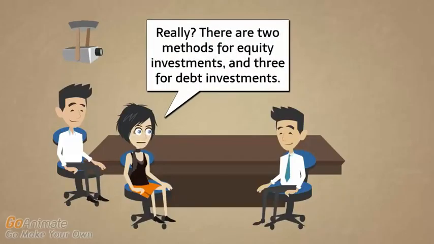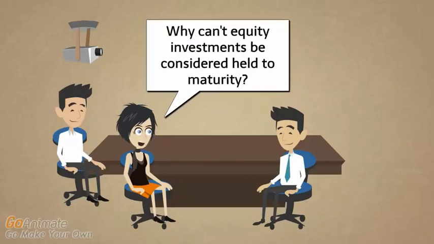Really? There are 2 methods for equity investments, and 3 for debt investments. Why can't equity investments be considered held to maturity? The simple answer is that equity does not mature. When we're talking about debt securities, oftentimes they have a fixed maturity, so you get paid back in 5 years or 10 years or 30 years. Whereas with equity, there's no fixed maturity at which point you get paid back.